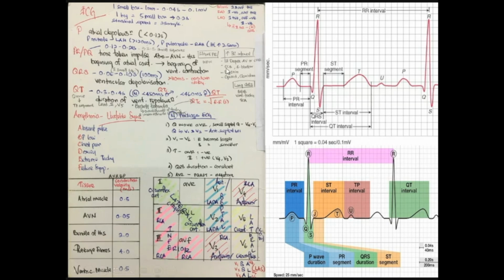That is usually 0.12 to 0.2 second, which is 3 to 5 boxes. 1, 2, 3, 4, 5. 3 to 5 small boxes is the normal value. If the PR interval is prolonged, you may have bradycardia. That's how we find out whether the patient has sinus brady or heart block. Heart block is known with PR interval.